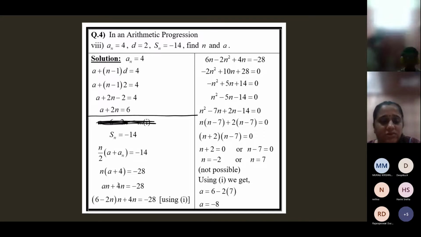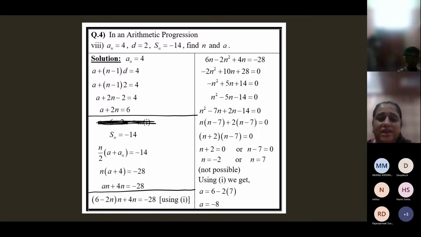This, for now, we'll not see this until here. So listen. When you work ahead with this information, a_n is equal to 4, you understand that we only know the value of d. So we substitute d is equal to 2. And further, we distribute 2. We multiply 2 with every term inside the bracket. And we land with this one: a plus 2n is equal to 6.